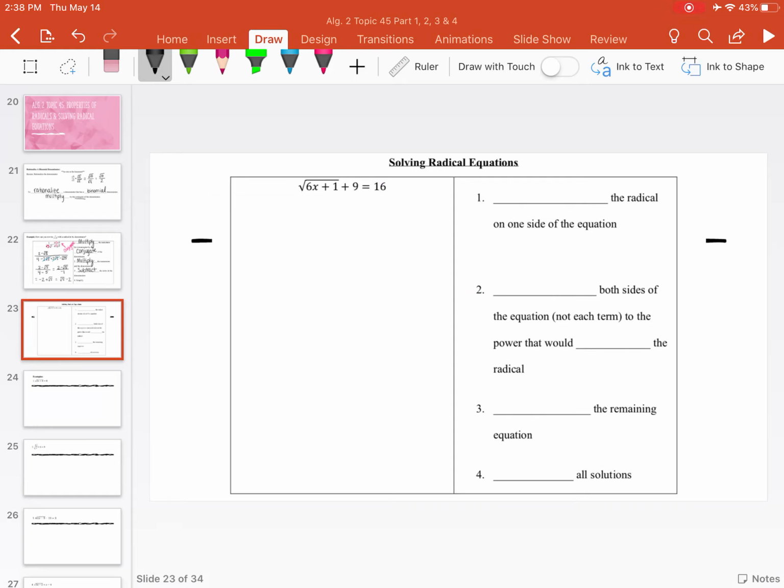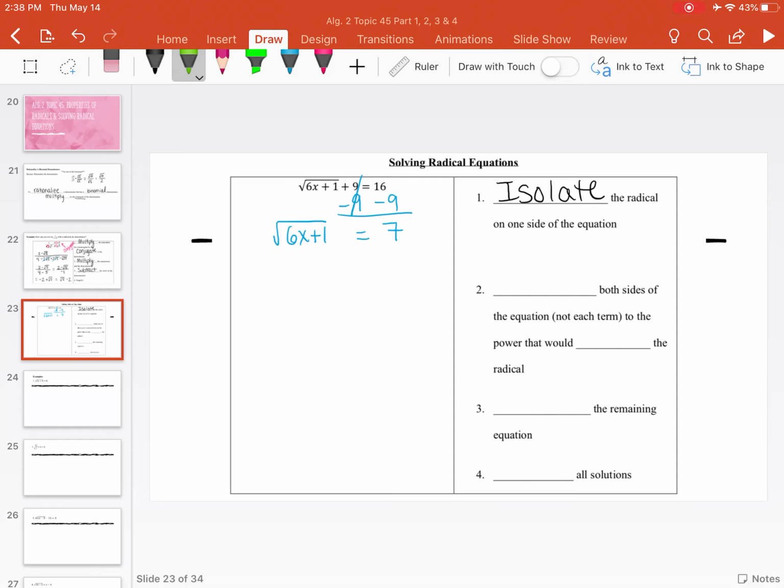Moving on to solving radical equations. What we first want to do when solving a radical equation is isolate the radical on one side of the equation, just like we would isolate a variable, except here we want to deal with the entire radical first. So I'm going to subtract 9 from both sides, and I will get square root of 6x plus 1 equals 16 minus 9 gives me 7.